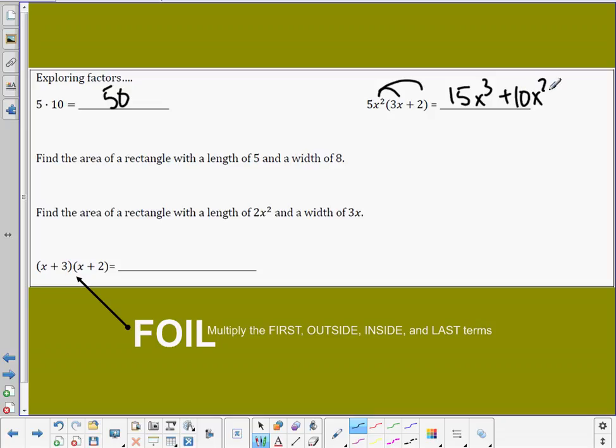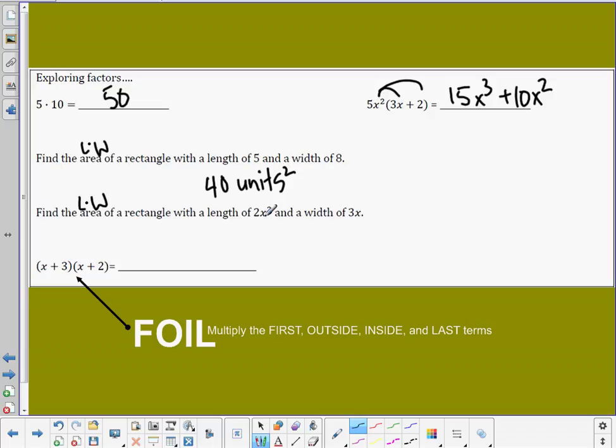So that's our product. Area also happens to be a product because it's length times width. The area here would be 5 times 8, which is 40, whatever the units are, units squared. Area of the rectangle here, again, is a product, length times width.